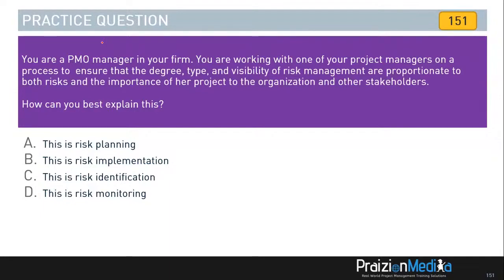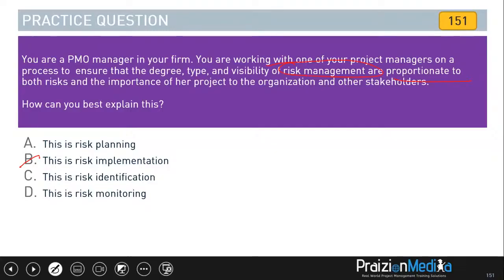All right, let's take a look at the answer. So there's a clue here. Ensure that the degree, type, and visibility are proportionate to both risks and the importance of her project to the organization. Visibility of risk management, proportionate. This is a planning thing. It's not implementation. If the degree, type, and visibility of risk management is not up to par with the profile of the stakeholders and the visibility of the project and the importance of the project, there could be trouble.